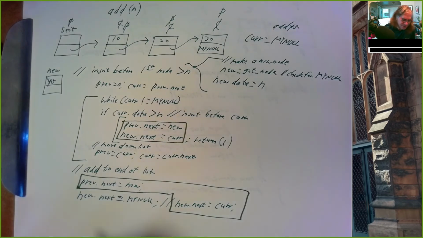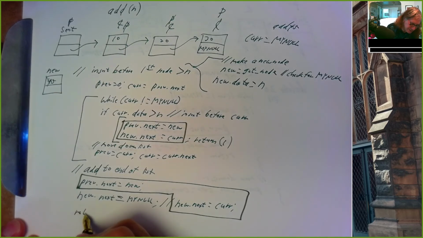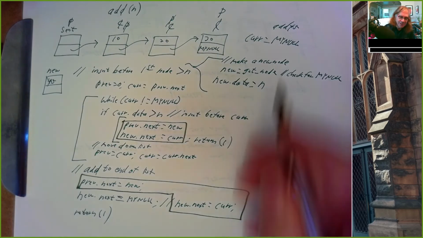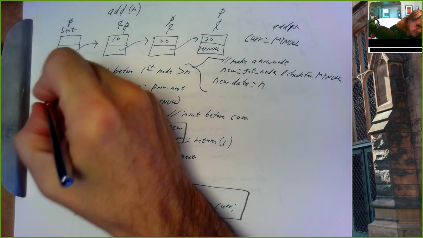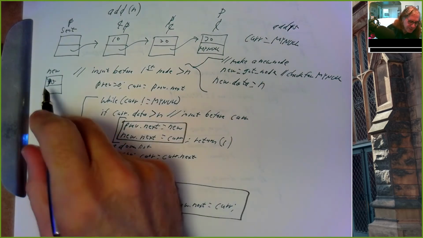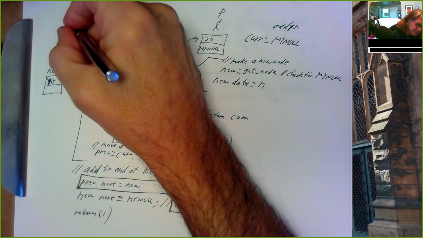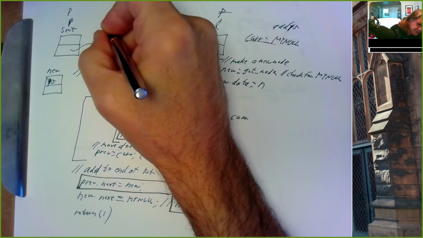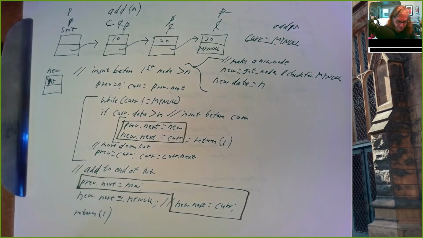All right, so this will add, and since we've added, we'll return a success indicator. Somebody asked a while ago, what happens if we're inserting something before the first node? So suppose we're adding a 5. We're going to make our node and set the data to 5. We start off with previous as the sentinel node, and current as the first node.